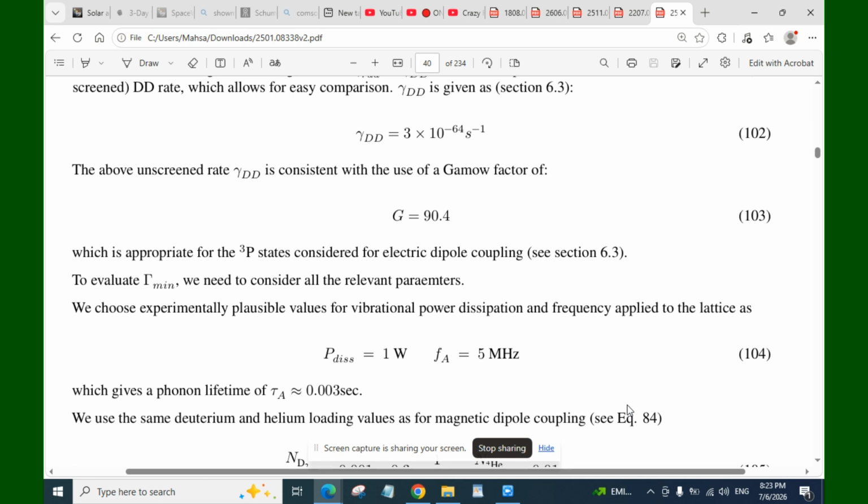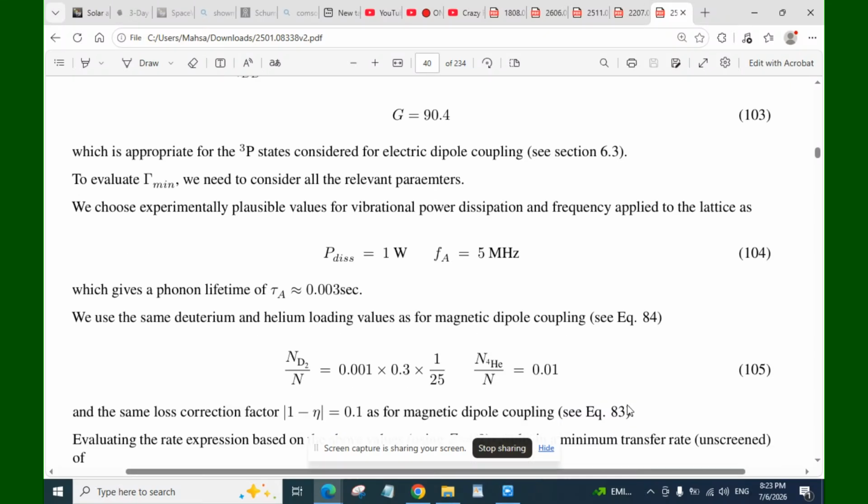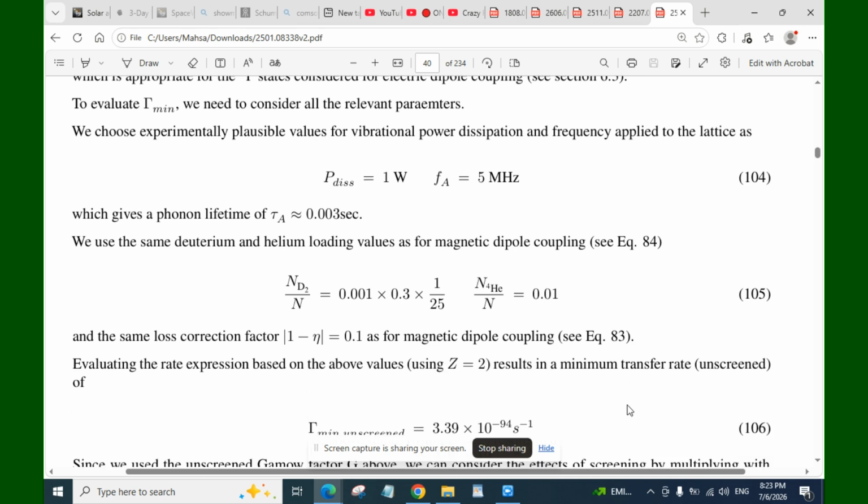See section 6.3. To evaluate tau minimum, we need to consider all the relevant parameters. We choose experimentally plausible values for vibrational power dissipation and frequency applied to the lattice as P dissipation is equal to 1 watt, frequency R is equal to 5 megahertz, which gives a final lifetime of tau minimum 0.003 seconds. We use the same neutron and helium loading values as for magnetic dipole coupling.